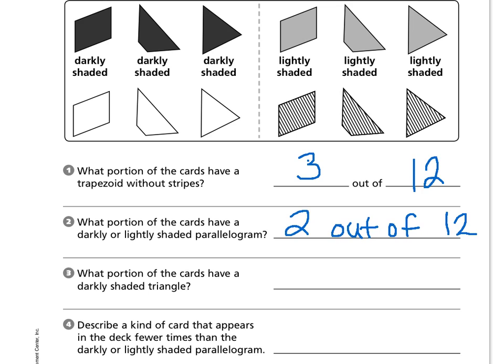What portion of the cards have a darkly shaded triangle? And I can see that I only have 1 darkly shaded triangle, so that would be 1 out of 12. You can write this as a fraction.